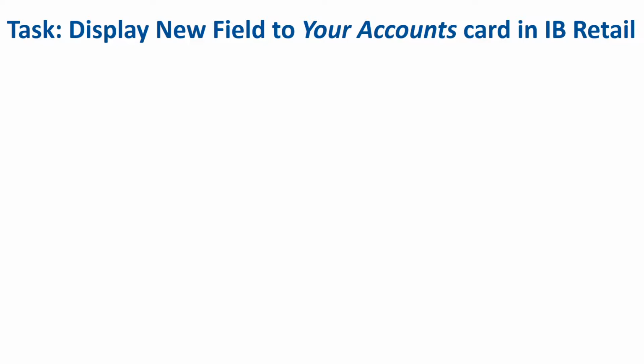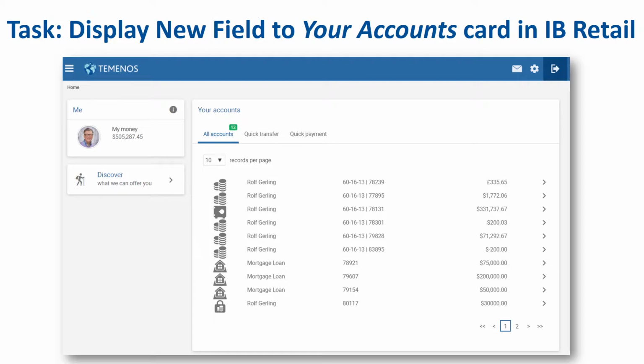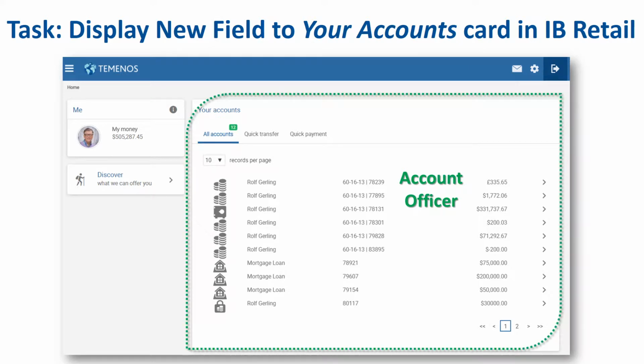Suppose you are a consultant and the bank asks you to add a new field to the homepage of IB Retail, displaying the account officer for every account of the logged-in user. This field will be used by the IB user to know which account officer from the bank manages his or her account, thus being easier to contact the officer. This information will be located within the Your Accounts card to the left of the account's balance.